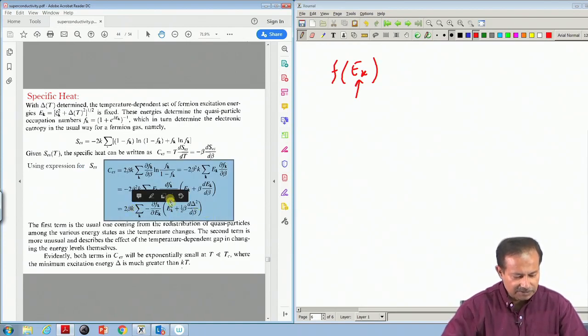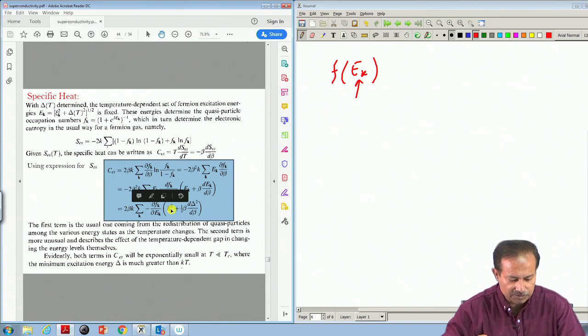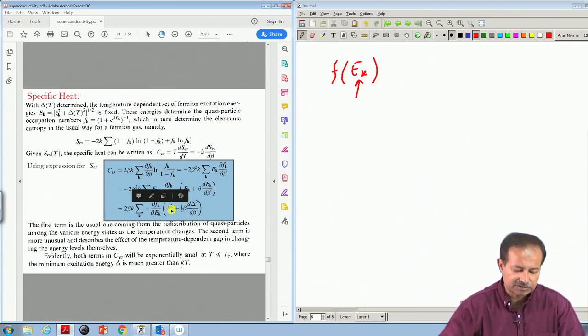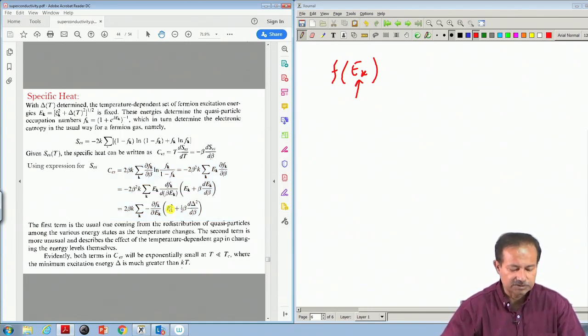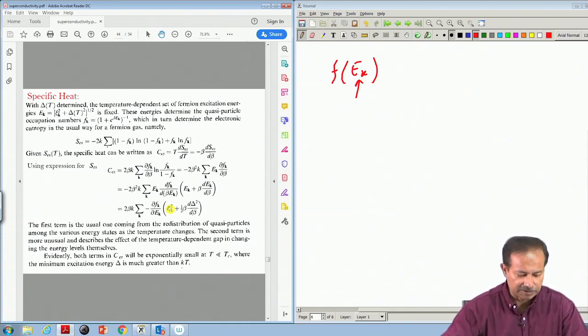Now, in the last line, the first term gives you the original entropy if you do not have a gap. If your gap was 0, that means beyond T c, this first term will recover your original entropy of the normal state.